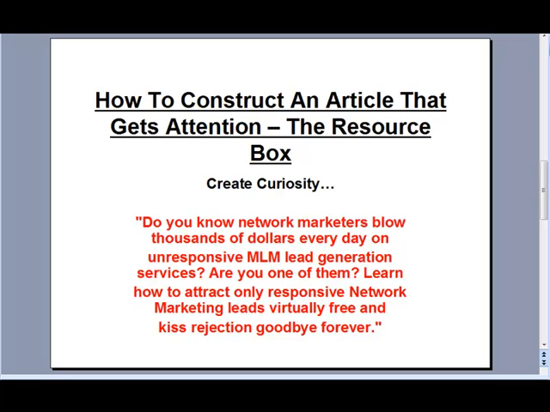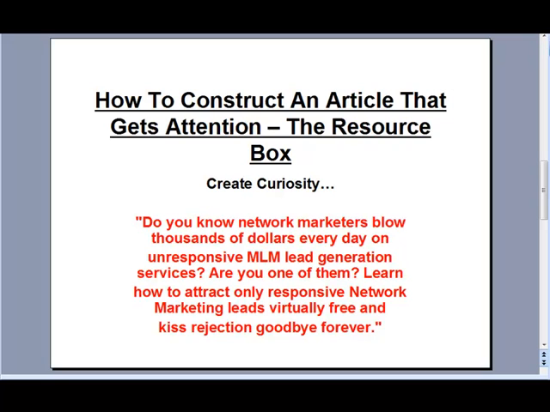Now, if you've been in network marketing or in a position where you've had to buy your leads, you'll know it's almost a lost cause because there is a lot of rejection involved. You're basically cold calling people you've never met before. Now, what you've done is you've created a problem in your resource box. Create the problem first and then provide the solution. So we've created the problem by saying that network marketers blow thousands of dollars every day on unresponsive leads. We're asking them basically, are you one of them? That's sort of touching an emotional point there.